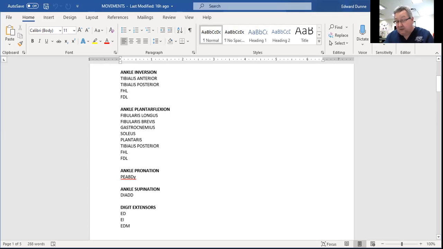So the tibialis anterior, remember I said the tibialis anterior goes to the first metatarsal, right? So it's on the medial side. Tibialis posterior, remember I said tibialis posterior inserts into the navicular bone, and the navicular bone is on the medial side. That's why it is an inverter. Flexor hallucis longus. Again, hallucis means big toe.